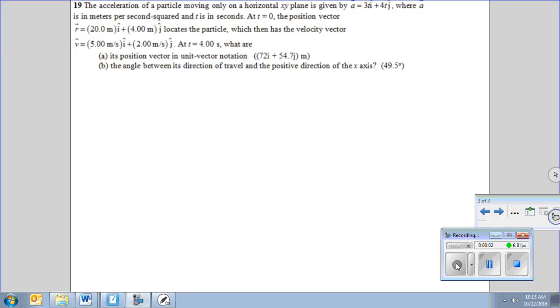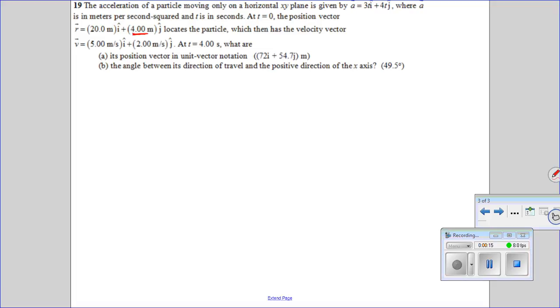All right, here we go. This is number 19 in chapter 4 of the Halliday and Resnick book. And actually, if you have the solution manual, you'll notice that they solved this problem as though this position was 40 meters instead of 4 meters, and so their answer is not correct for the printed problem. I'm guessing that the 4 was supposed to be 40, but anyway, so here's the correct solution.